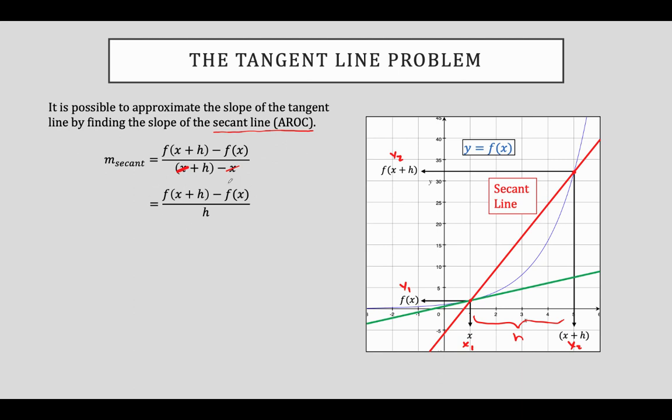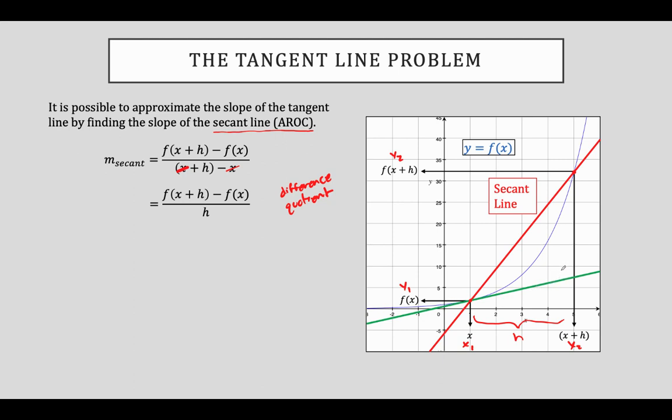Hopefully this looks familiar to you, right? We talked about this earlier on in the year. This was known as the difference quotient: f of x plus h minus f of x all divided by h. And we did a lot of simplifying of difference quotients back in chapter 1. So that would be an approximation. This difference quotient gives us the slope of the red line, which is an approximation of the slope of our tangent line, the green line.